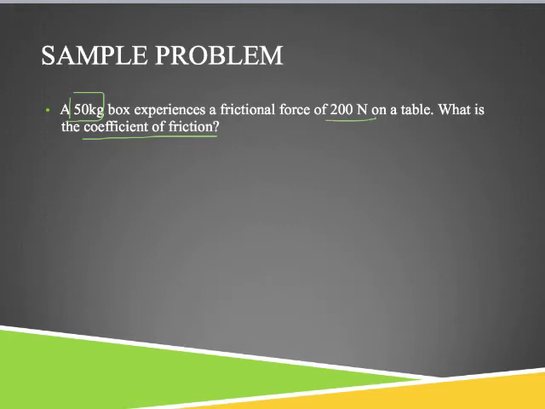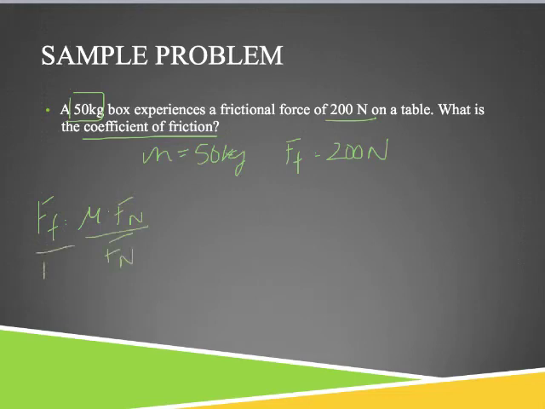All right, so we know our mass is 50 kilograms. We know F of F is 200 newtons. All right, to find mu, that's our F of F equals mu times F of N, which if we divide by the normal force, mu is equal to your force of friction divided by your normal force.